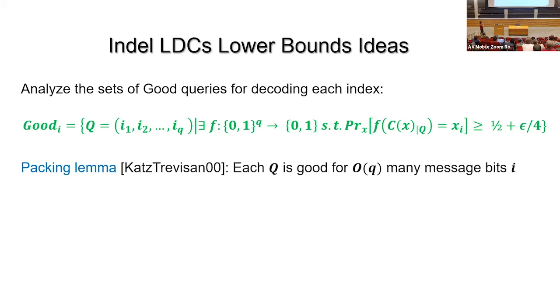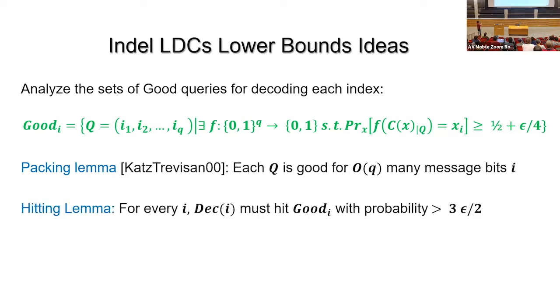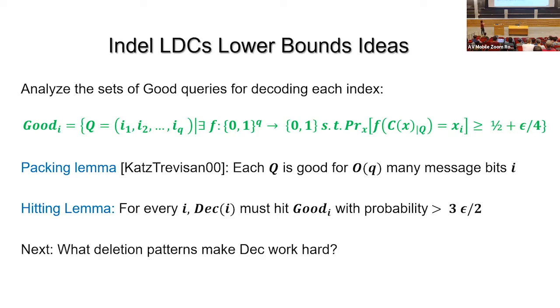So Katz and Trevisan, ever since they introduced this model, show that Q is good for just a couple of indices, cannot be good for many indices. And one can show that this set, for every i, is actually hit with good probability. So we want to decode with good probability, so we want to be able to find these queries, hit these queries with good probability. So that's another property of this set.